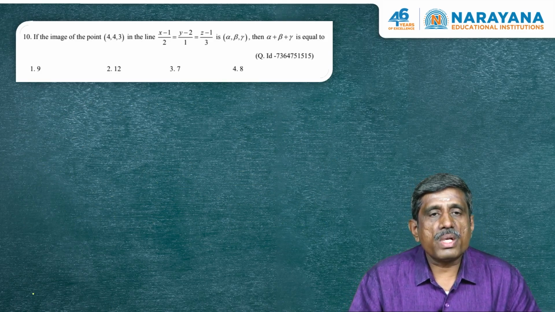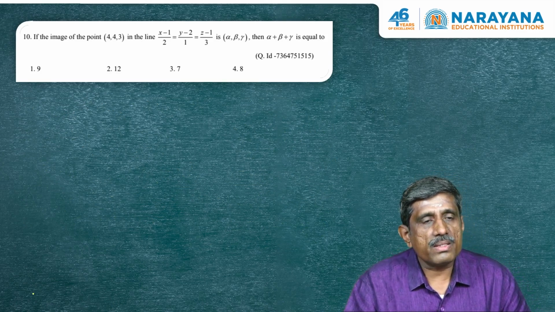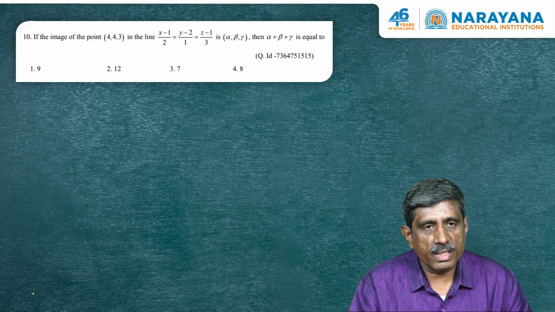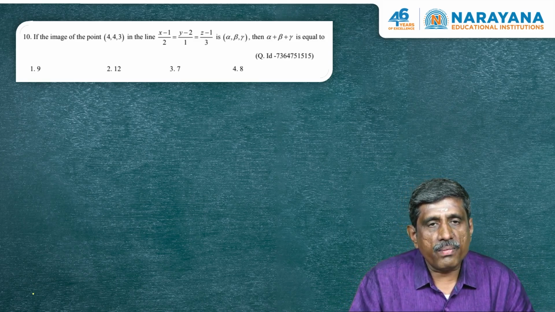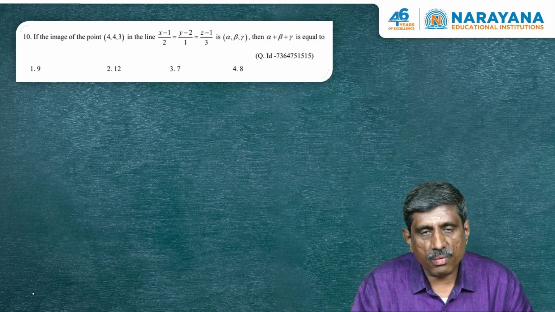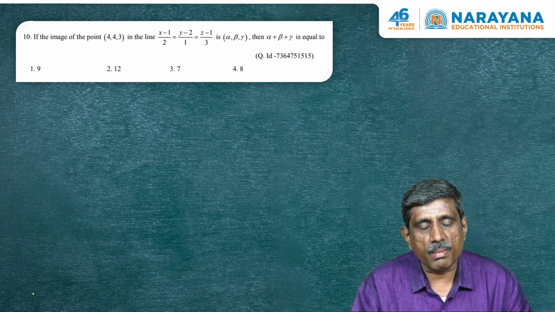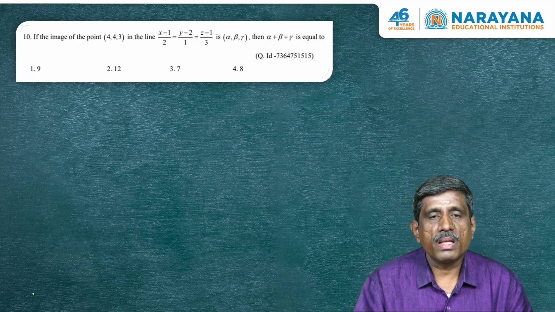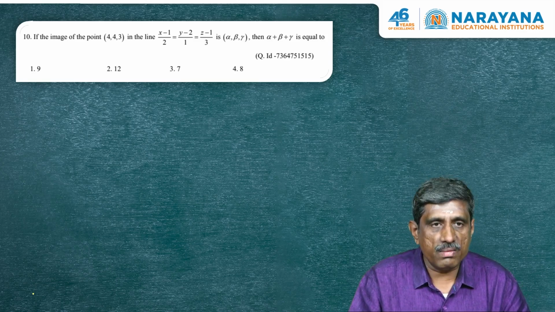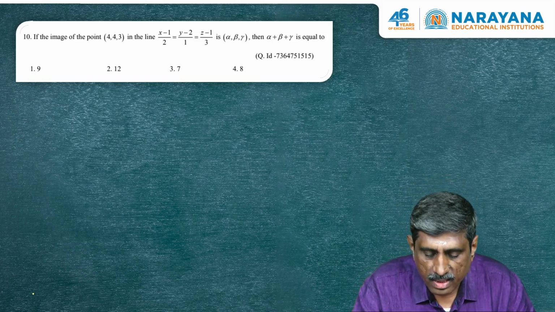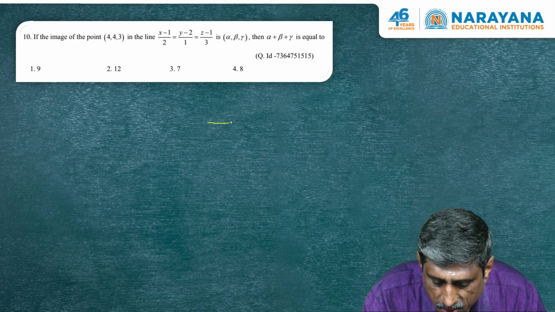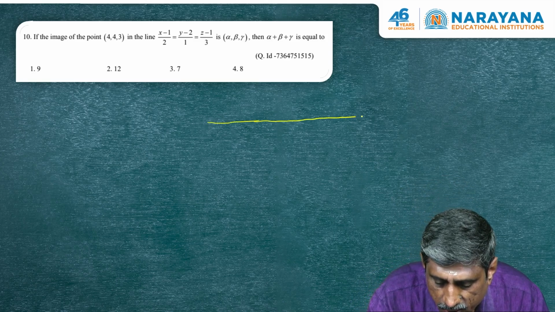It is a question under 3D geometry, straight lines. If the image of the point (4, 4, 3) in the line is (α, β, γ), then what is the value of α + β + γ? Directly we are asked to find the image of the point with respect to a straight line. The procedure in 3D geometry to find the image.